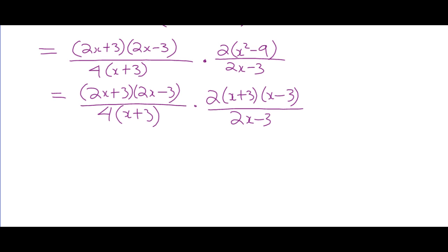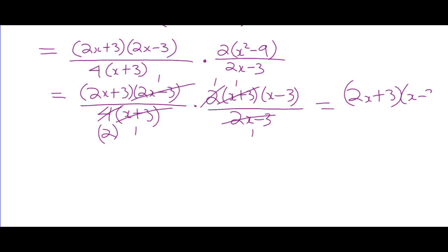Okay, then we start canceling. What do we got? X plus 3, x plus 3. 2x minus 3, 2x minus 3. The 2 takes out the 4. What's left? Got 2x plus 3 and an x minus 3. They must be written in brackets. Okay, we got to be in parentheses, and on the bottom we've got a 2.